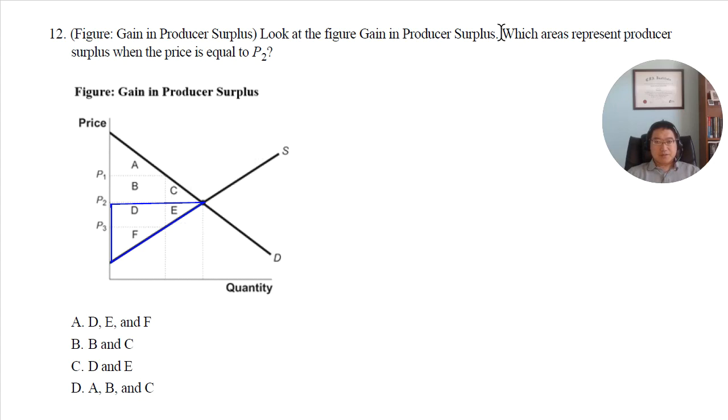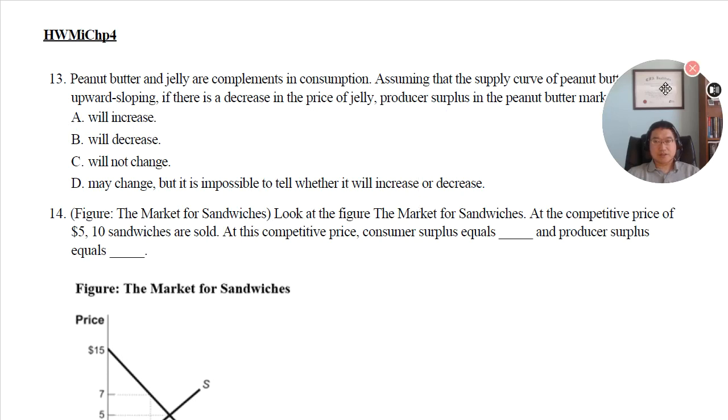If you want to think about different prices, at P1, what would the producer surplus be? The buyers only buy up to this quantity, this line, and producer surplus will be BDF. At P3, producer surplus will be F. So if the price rises from P3 to P2, you get F plus D and E. Anyway, it's fairly easy. So let's look at question 13.